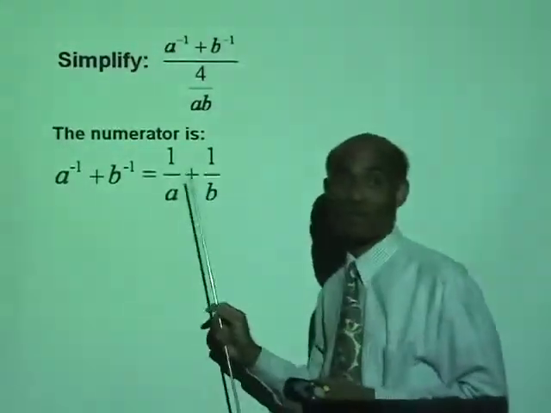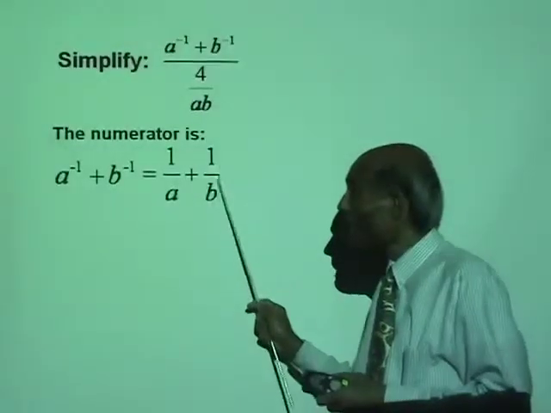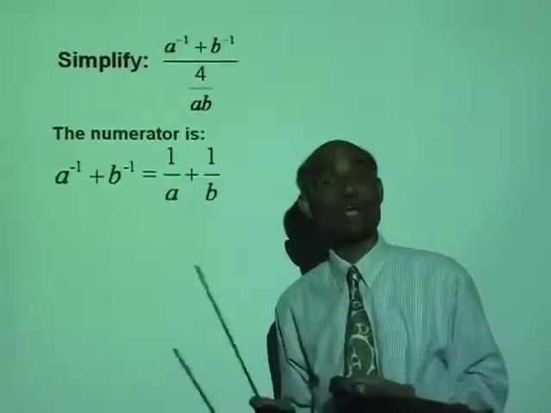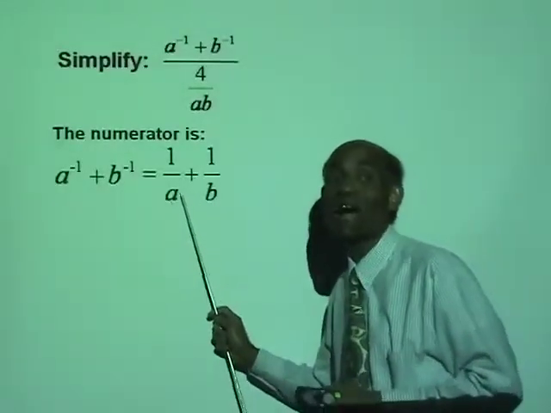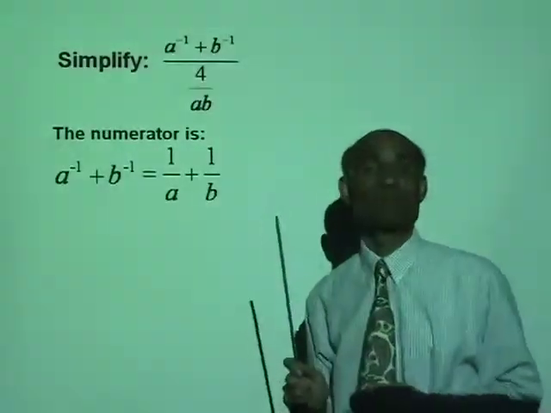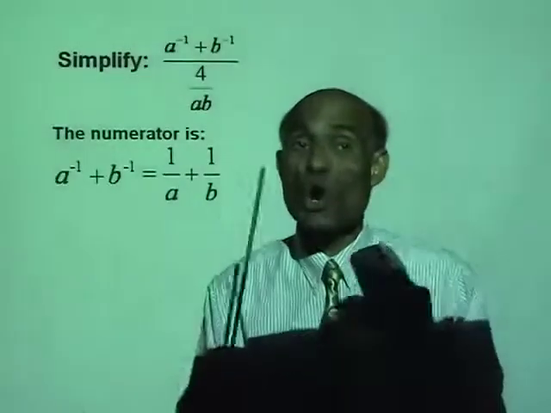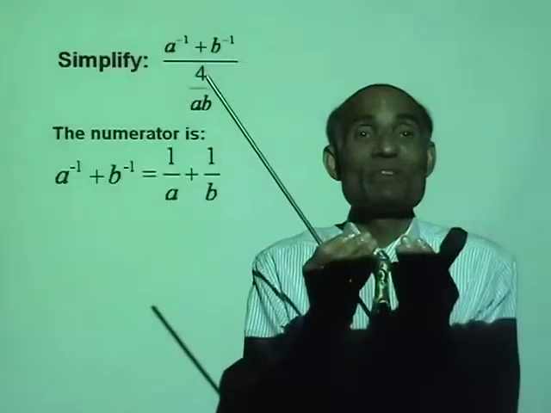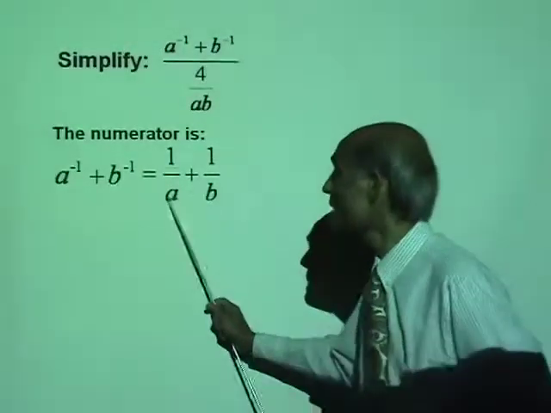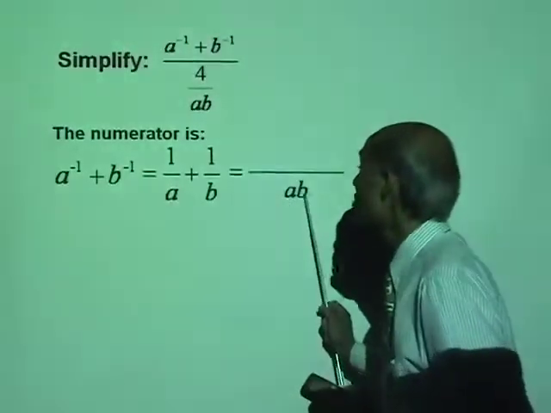Alright, now you can simplify this by taking a common denominator. What is the LCD of a and b? When there is nothing common, the LCD will be the product of the two factors. So the LCD here is a times b.